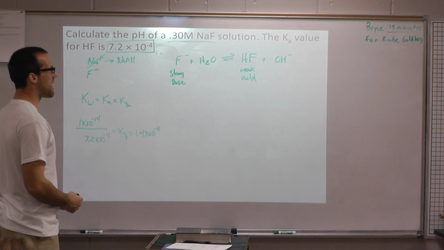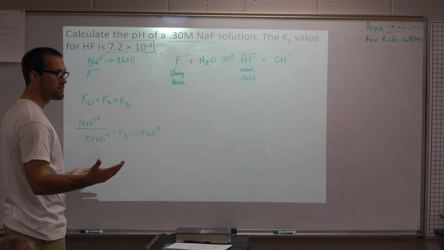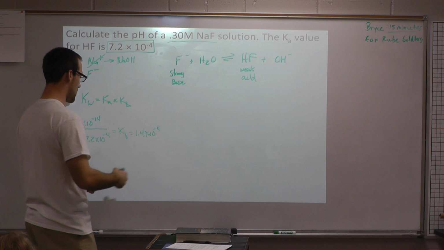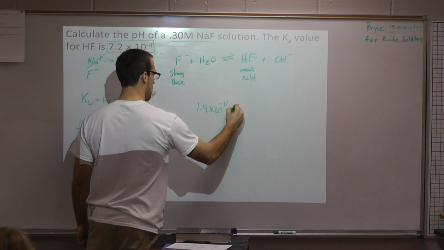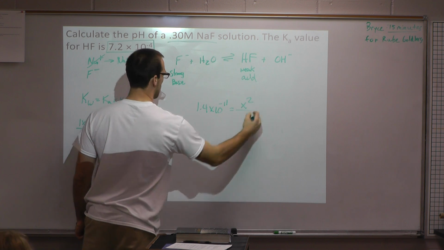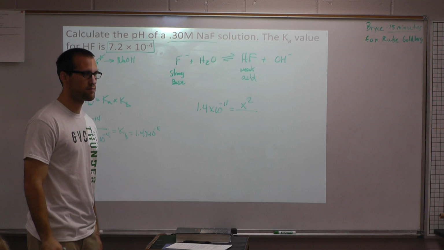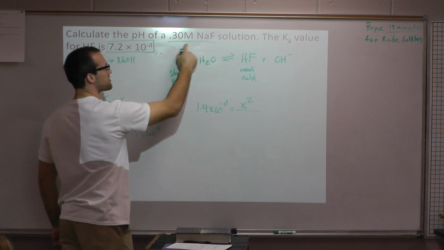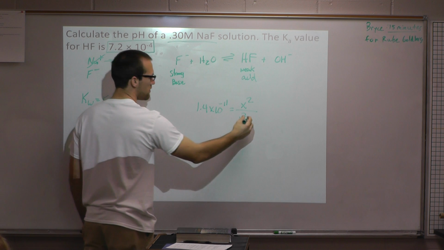Now, we could set up the whole ICE table, but everything's a 1-to-1 ratio, right? So 1.4, here's our Kb. X squared over what? 0.3, because this salt completely dissociates to give us 0.3 of F minus.